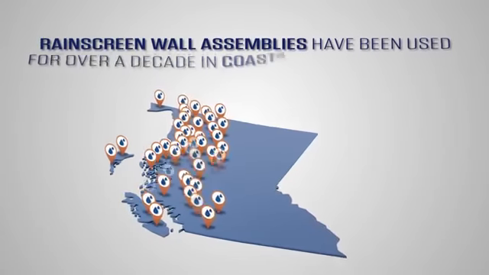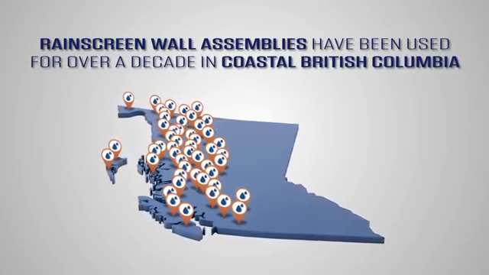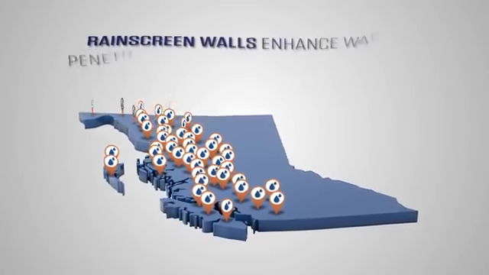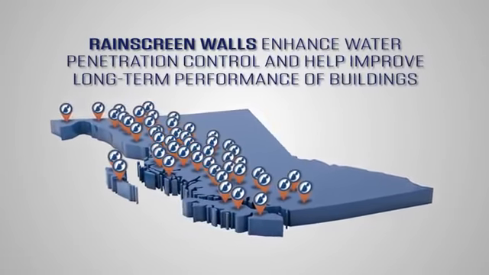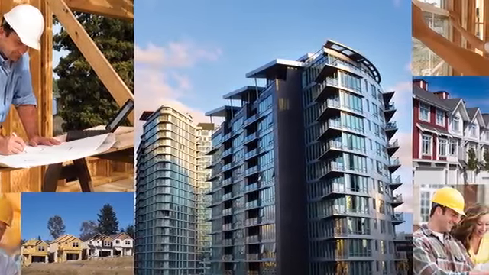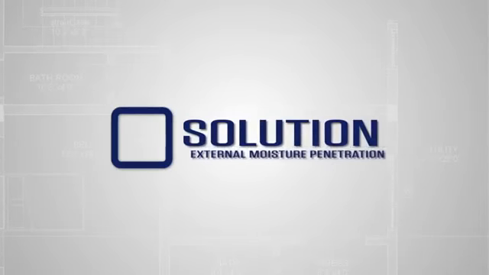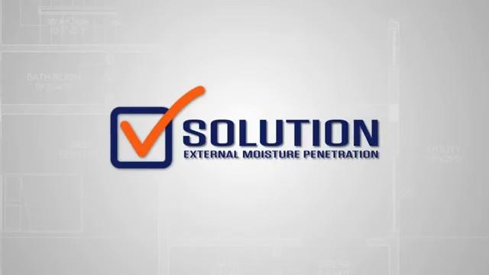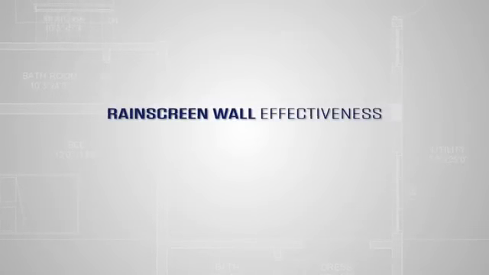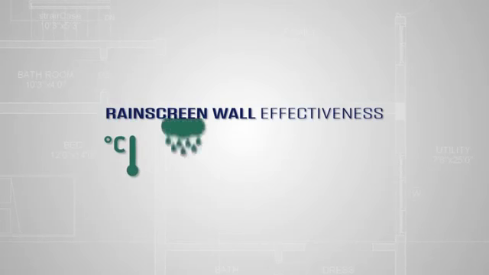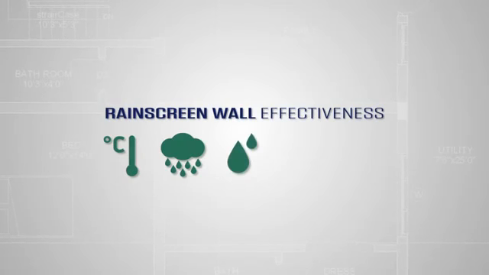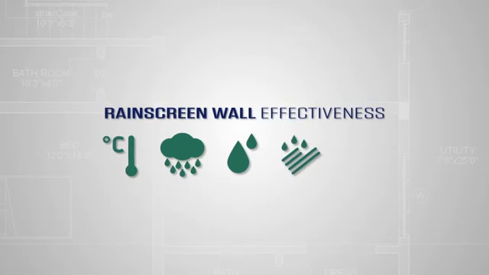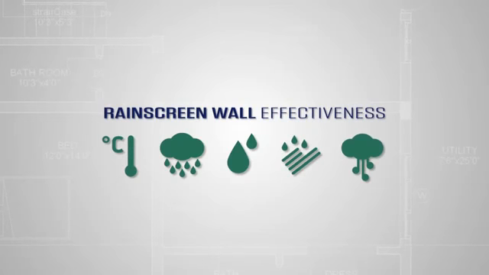Rain screen wall assemblies are now being used in coastal British Columbia residential construction because they enhance water penetration control and help improve long-term performance of buildings. When properly detailed and built, a rain screen wall is an effective building envelope solution to external moisture penetration. A number of factors impact the effectiveness of rain screen wall assemblies, such as temperature, rainfall, relative humidity, wood moisture content, and pressure differences across the walls.